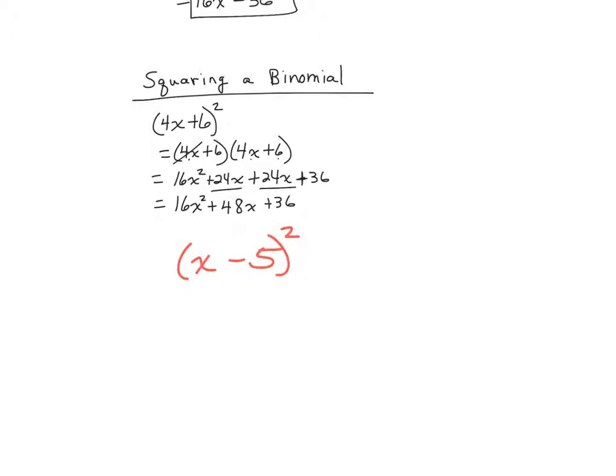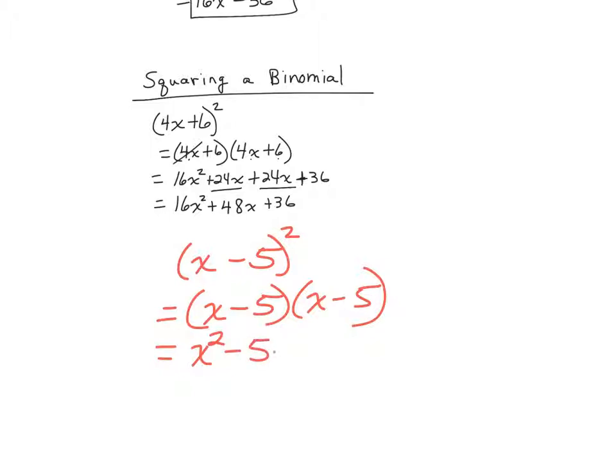Okay, so if we use the same old song and dance here, that means we're going to take x minus 5 times x minus 5, which will give me x squared minus 5x minus 5x.